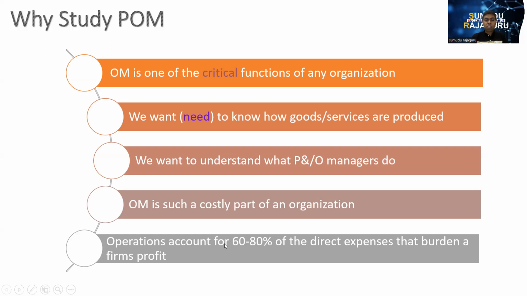Operations account for 60 to 80% of the direct expenses that burden a firm's profit. So that means 60 to 80% is operating cost. Because of that, the organization's profit can also change. So it is very important to study operation management.